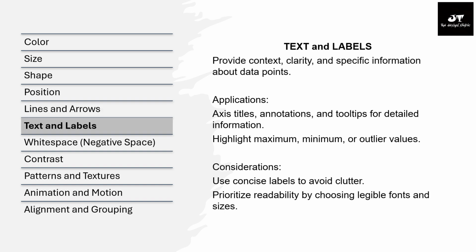The next cue in the order of the list is text and labels. Text and labels provide crucial context to help viewers understand the data. Labels can identify specific data points, describe axes, or provide additional details through annotations. Labels also allow for highlighting key values, such as maximum, minimum, or outliers.